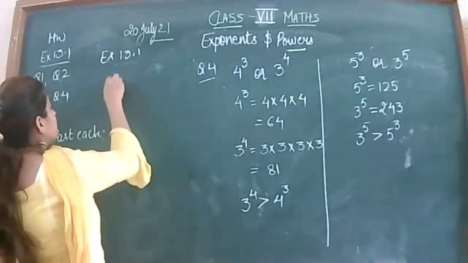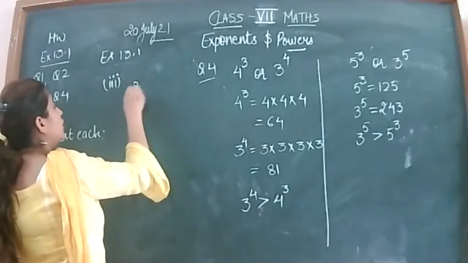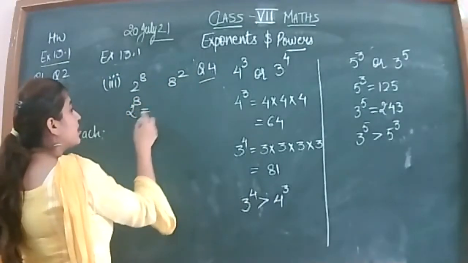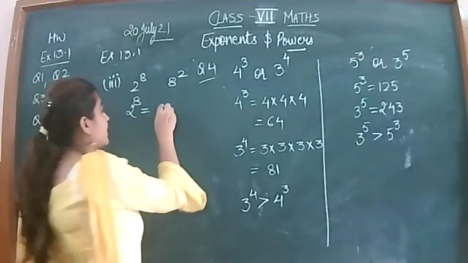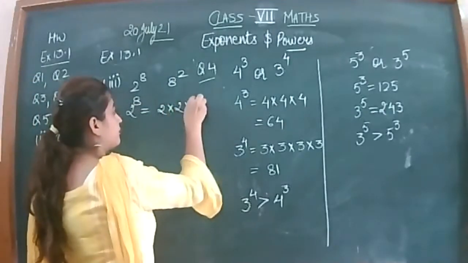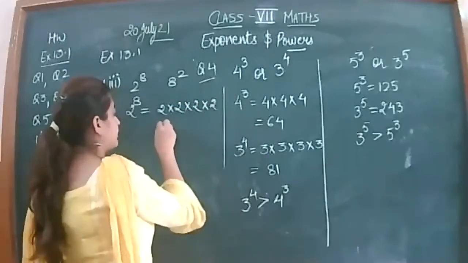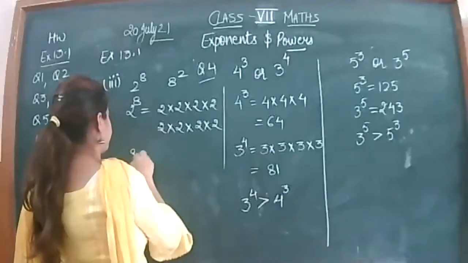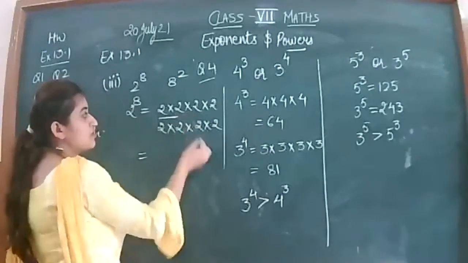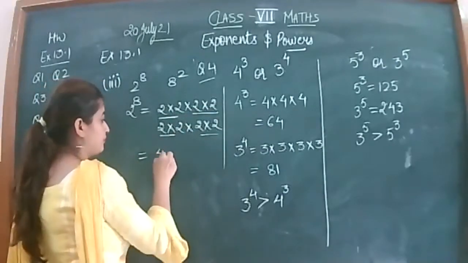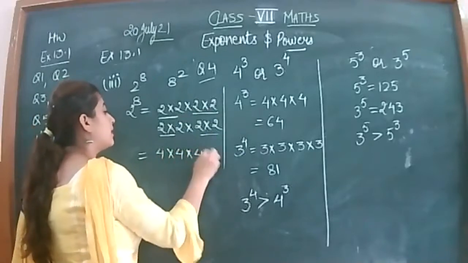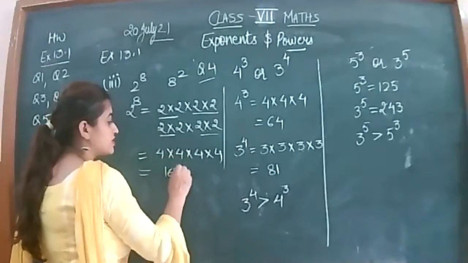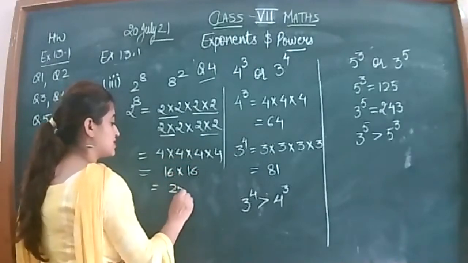Next is the third part. Thank you. 2 raised to power 8, 8 raised to power 2. 2 raised to power 8 means 2 will be multiplied 8 times. 2 2s are 4, 4 4s. If you want to multiply directly, you can. What did this become? 16 into 16, which is 256.